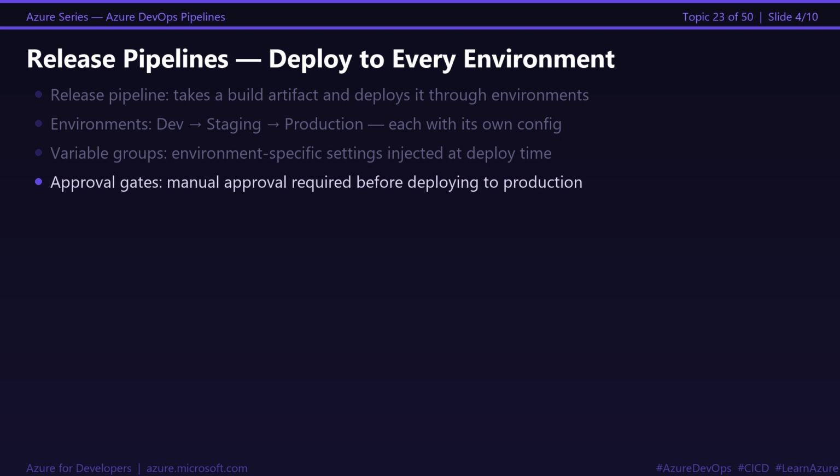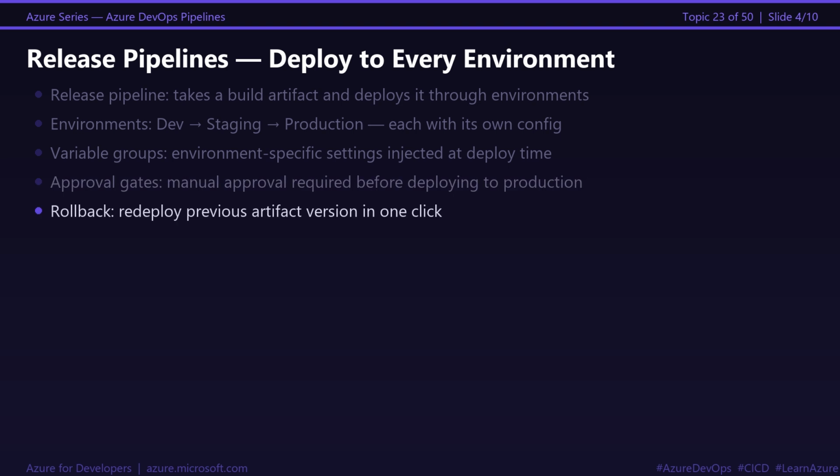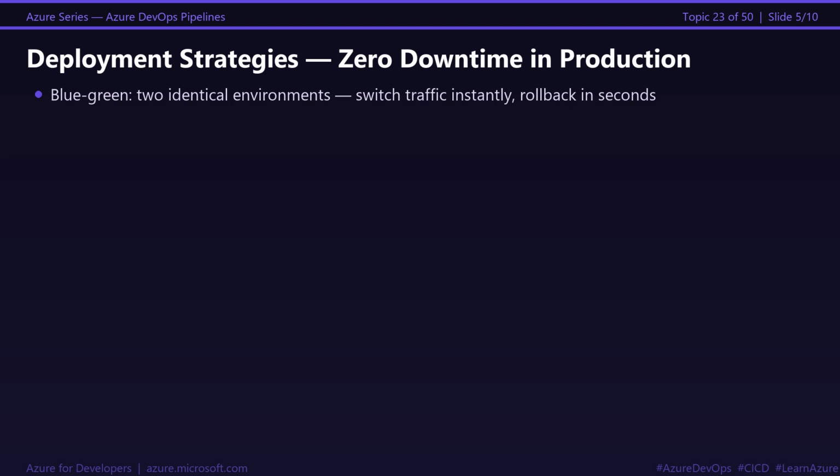This is where most developers get it wrong. They think deployment means, stop the old version, start the new version. That means downtime. Users see errors during the switch. Blue-green deployment eliminates this entirely. You have two identical production environments, blue and green. Blue is currently live. You deploy the new version to green.